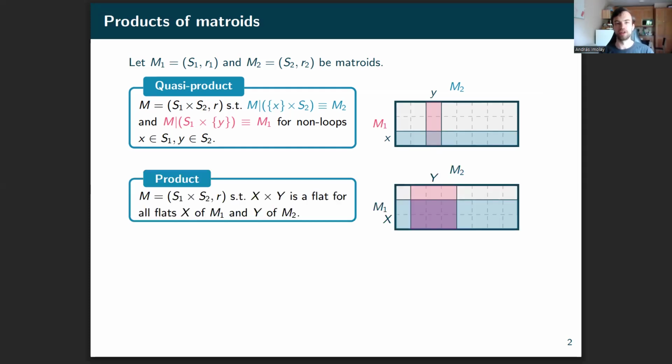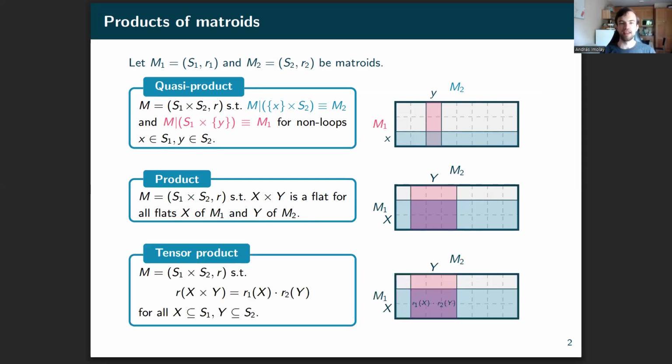A stronger notion called product is when we require that if we take any set X and any set Y, then their product, this purple rectangle, is flat if X and Y were flat. Well, I didn't define flat, but I don't want to go into the details because we don't need this. And maybe the most natural and the strongest notion is the tensor product. That is, if we take any two subsets X and Y, then the rank of the rectangle in the product matroid should be the product of the ranks.